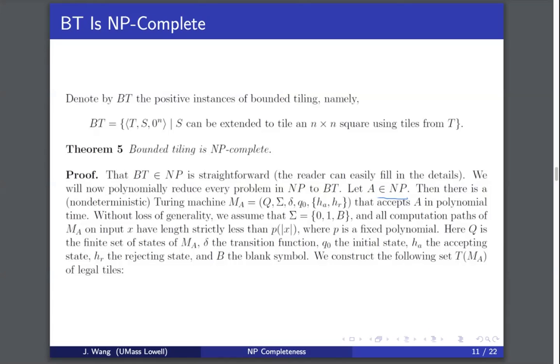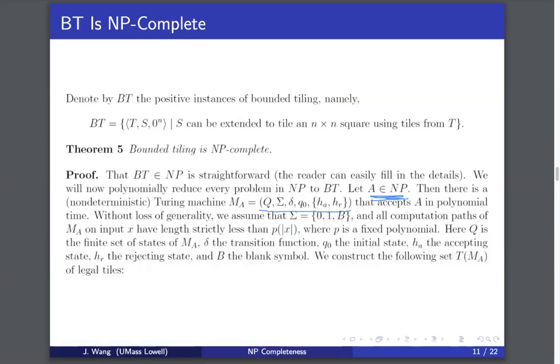Okay, so now because A is in NP, that means by definition there is a non-deterministic Turing machine MA. So now let's put this Turing machine here. So we get a finite set of states, a finite set of alphabet. So this includes the input alphabet and the tape alphabet. And we have a transition function.